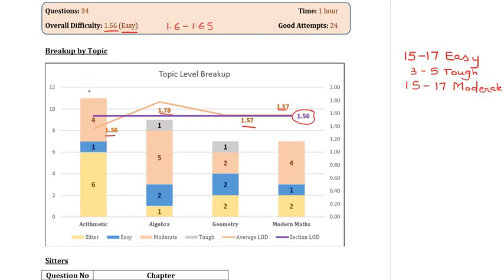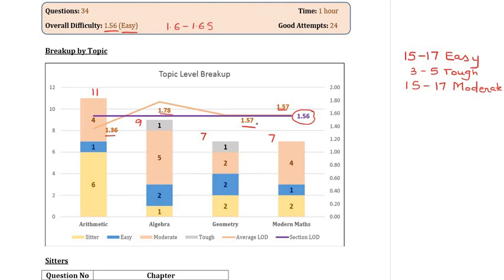So firstly, we observe that arithmetic had 11 questions, which is more or less at par with what we've come to expect over the years. Algebra had 9 questions, again more or less at par with expectations. Geometry had 7 and modern math had 7. So here this paper structure was more or less what you see in CAT as well.